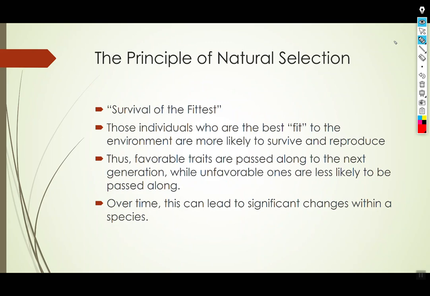So animals that are better fitted to their environment are more likely to survive and reproduce. And these are linked here because the longer you survive, the more mating seasons you will see and participate in. So for most animals, usually breeding is somewhat seasonal. And so surviving a longer time means you can rack up more breeding seasons worth of experience and more offspring. So favorable traits are passed down to the next generation, while unfavorable ones are less likely to be passed along because they don't confer an advantage.